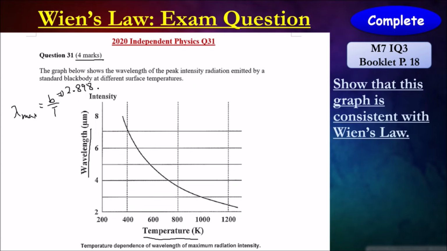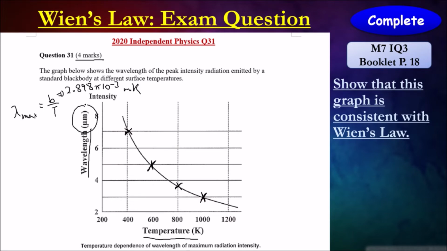2.898 times 10 to the power -3 meter Kelvin. Okay, so I can pick this point here. I can pick another point approximately around here, here, and here. 4 marks, so let's try to find 4 points.